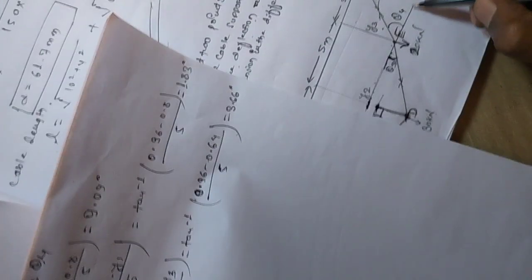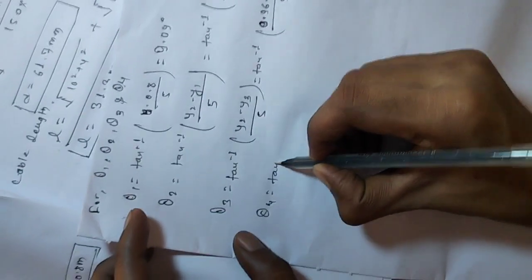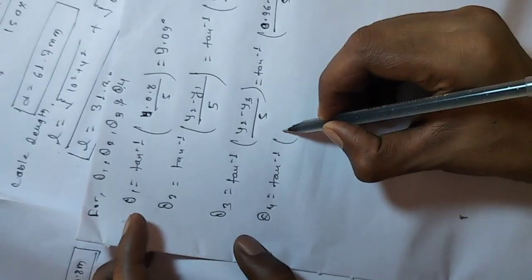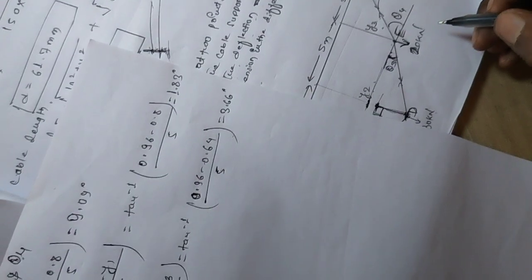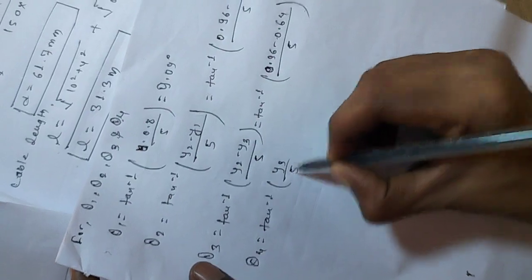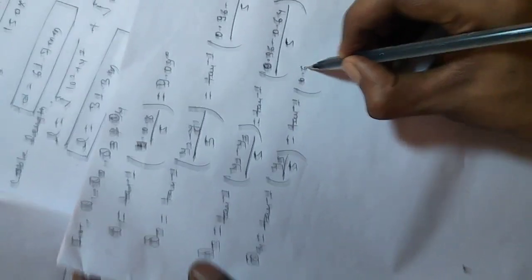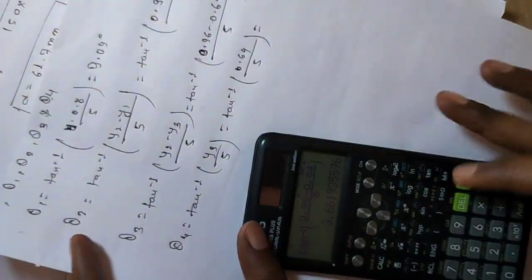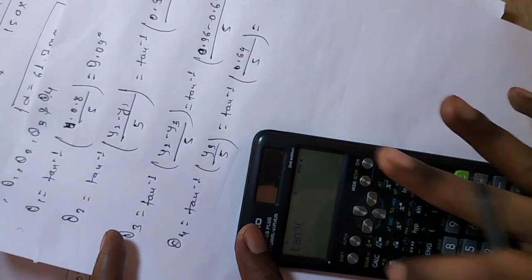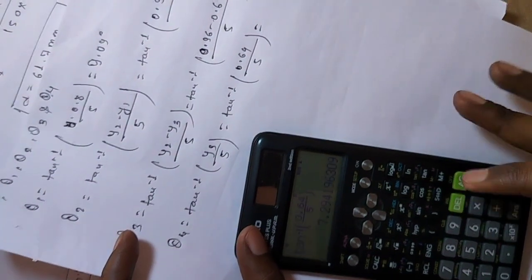Now we have to find theta 4. Theta 4 will be equal to tan inverse of y3 by 5, which will be equal to tan inverse of y3, we got 0.64 divided by 5, here we got 7.29 degree.